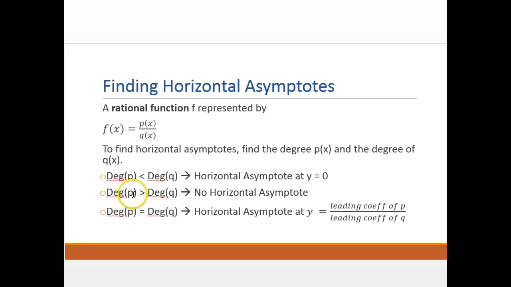If the degree of the numerator is greater than the degree of the denominator, there's simply no horizontal asymptote. And if the two degrees are equal, then the horizontal asymptote occurs at y equals a ratio of the leading coefficient of p over the leading coefficient of q. Let's see how this happens.